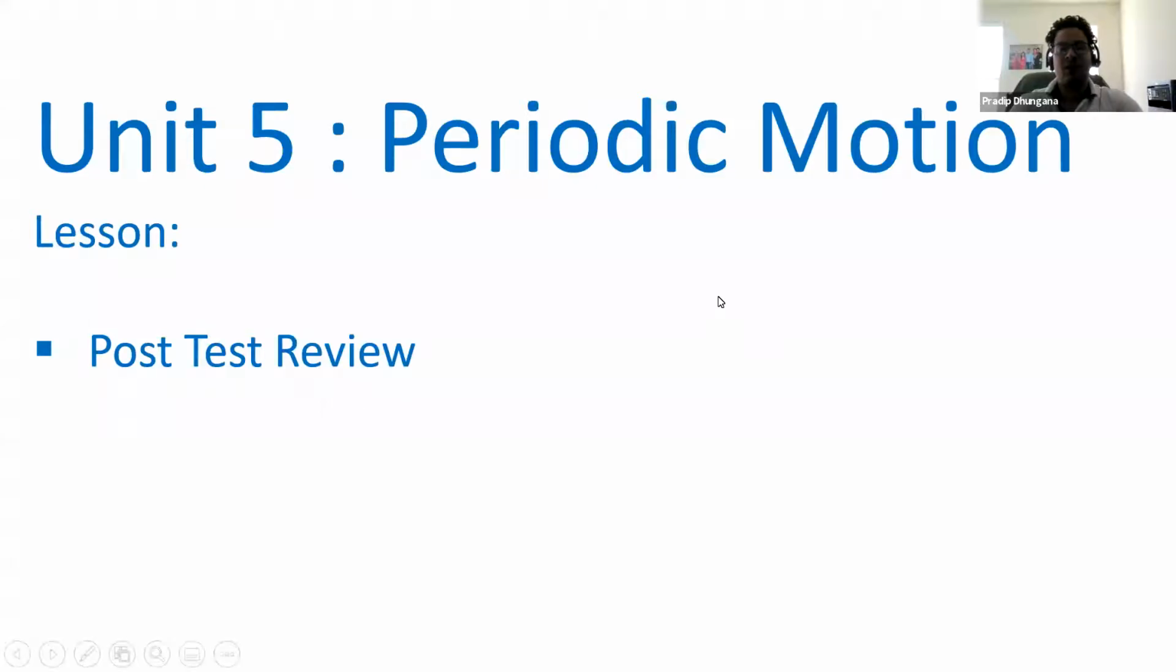Okay. Today, right now we are at the end of Unit 5, periodic motion. After this unit, we'll have only one unit left and semester test review. So today our goal is to go through some important questions from the Unit 5 post-test. We'll work on around 10, 11 questions. After that, you should be able to work on the rest of the questions on your own.